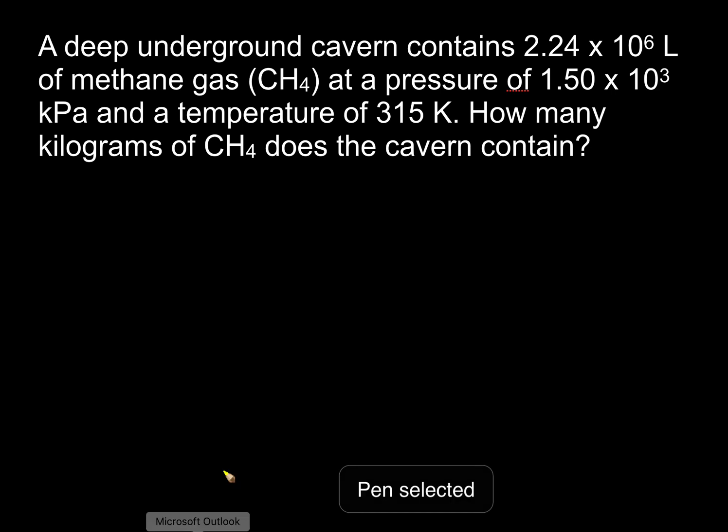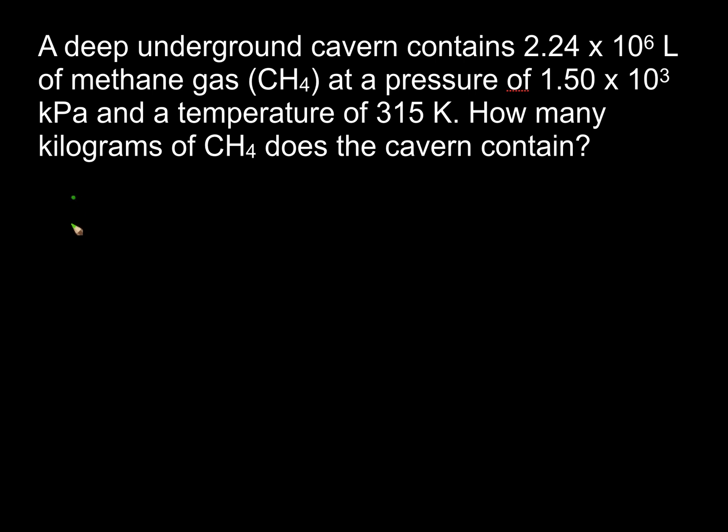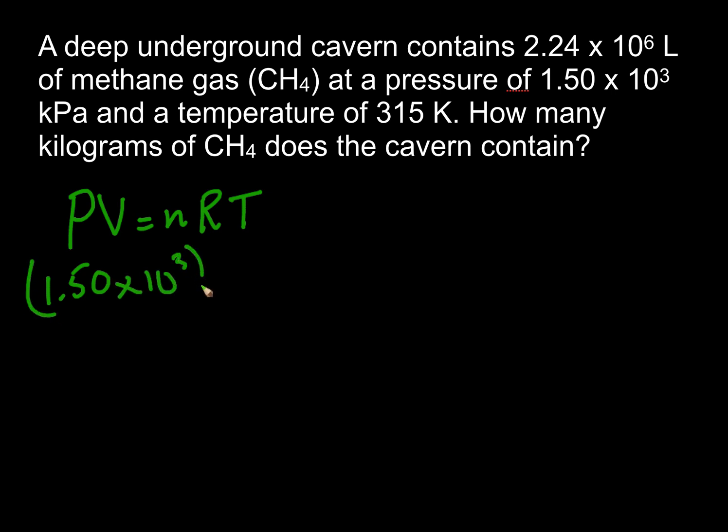So, we have PV equals nRT. So now, we know our pressure. It is 1.50 times 10 to the 3rd kPa. Our volume we also know, 2.24 times 10 to the 6th liters. Now, it says how many kilograms of CH4. So that's what we're trying to solve for. And the only variable that could actually correspond with kilograms is n. So we need to find the number of moles first.